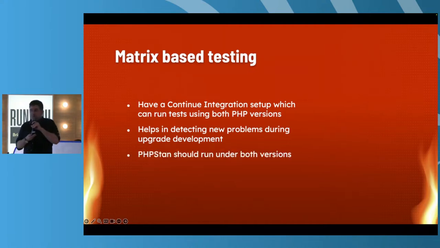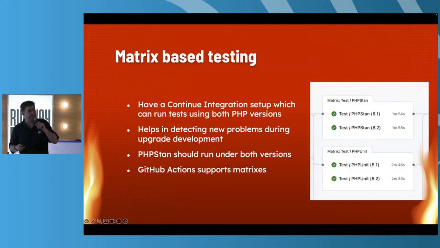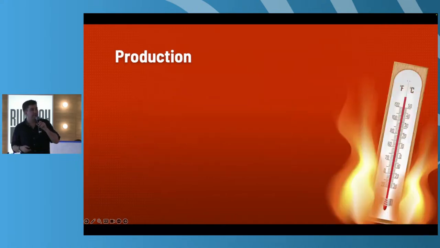If you are going to do this step, you're also best to have PHPStan run under both versions as well, because you might have an instance where someone has started adding deprecations that would only be found under PHP 8.2 and not under 8.1. GitHub Actions support matrices really easily, so that's probably a great place to start if you're using GitHub, or GitHub Actions at least.